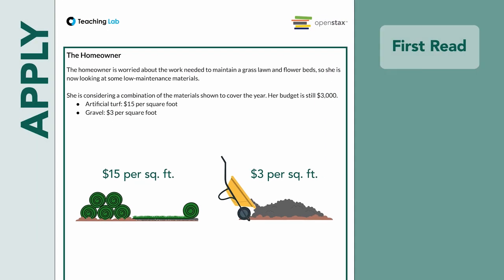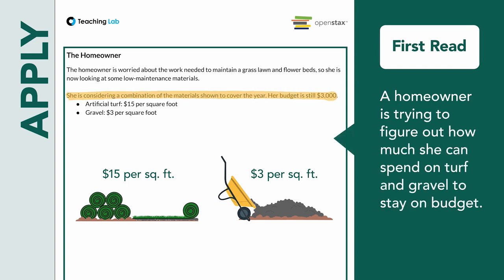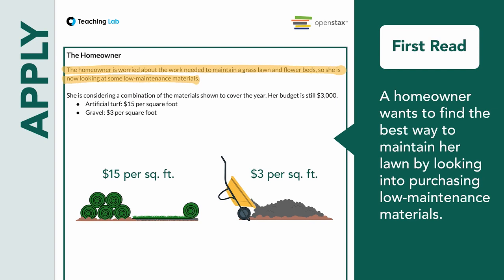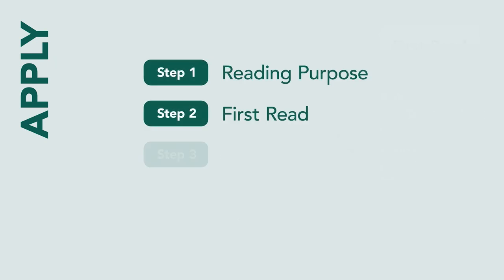You may have described the situation as a way to keep her lawn while staying within her budget, or as a project to minimize the cost of her lawn maintenance. In the second read, the teacher rereads the task and has students identify its quantities and relationships.